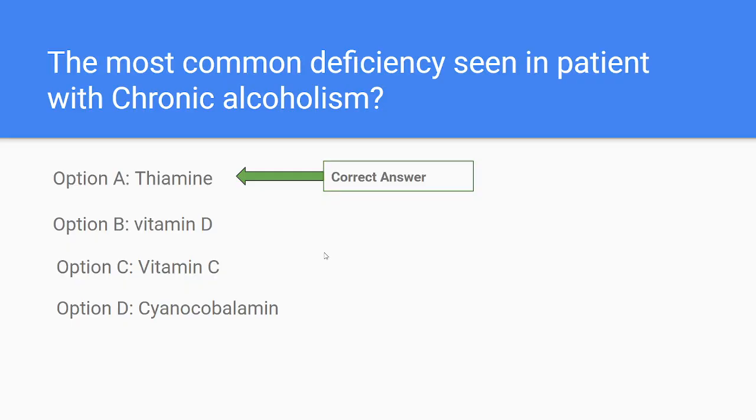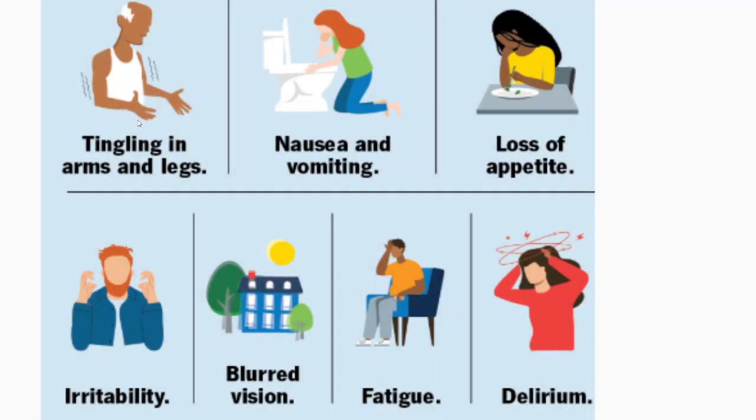So we will see some of the clinical features of vitamin B1 deficiency. The clinical manifestations include tingling in the arms and legs, a prickling sensation around the arms and legs, and nausea and vomiting. There will be GI disturbances, loss of appetite, loss of hunger and irritability.